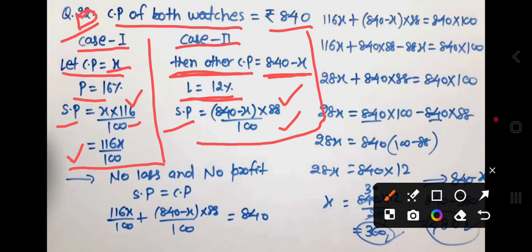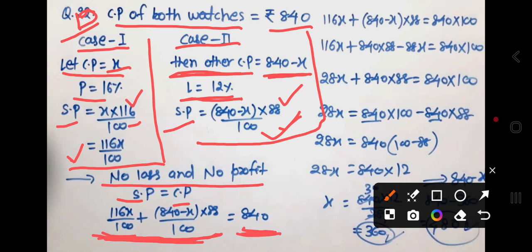Now see, in the question it is given no loss and no profit. Okay, means CP and SP will be equal. So I have written here SP is equal to CP. So SP of the first watch is this 116x upon 100 plus SP of the second watch is this 840 minus x into 88 upon 100. This is the selling price of both the watches, and this is the cost price of both the watches. The selling price of both watches will be equal to the cost price of both watches. We have to solve this only.